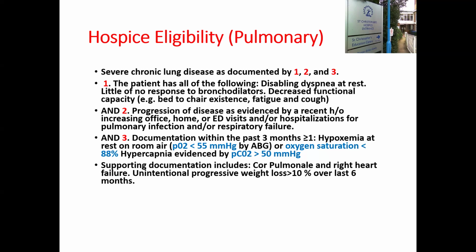if you have, first, disabling dyspnea, with little or no response to bronchodilators and decreased functional capacity; second, progression of the disease, as evidenced by a recent history of increased office, home, or emergency room visits or hospitalizations for pulmonary infection or respiratory failure; and third, documentation within the past 3 months of hypoxemia at rest on room air, with PO2 less than 55 or oxygen saturation less than 88, or hypercapnia with PCO2 above 50 millimeters of mercury.